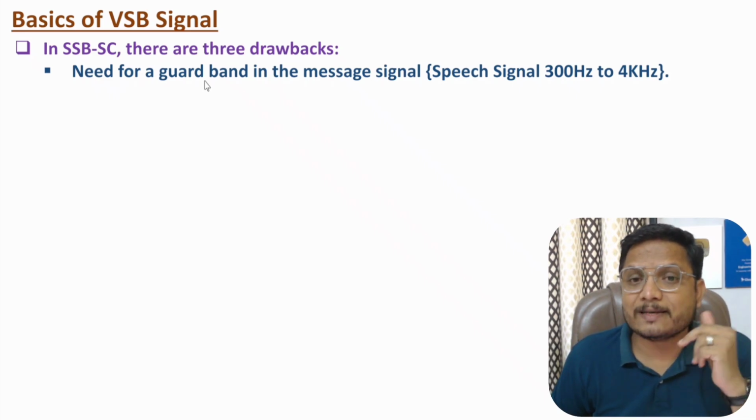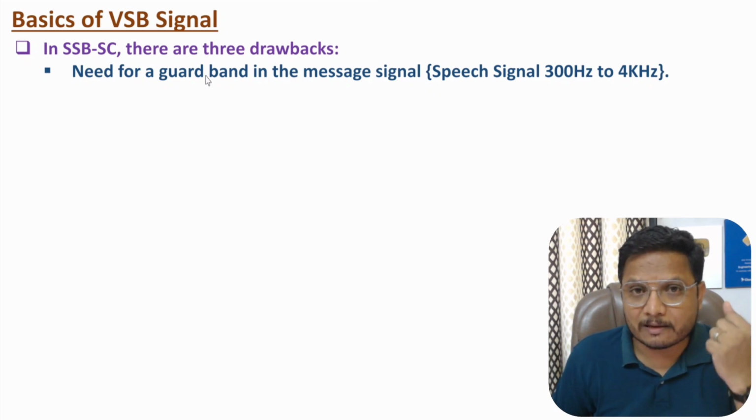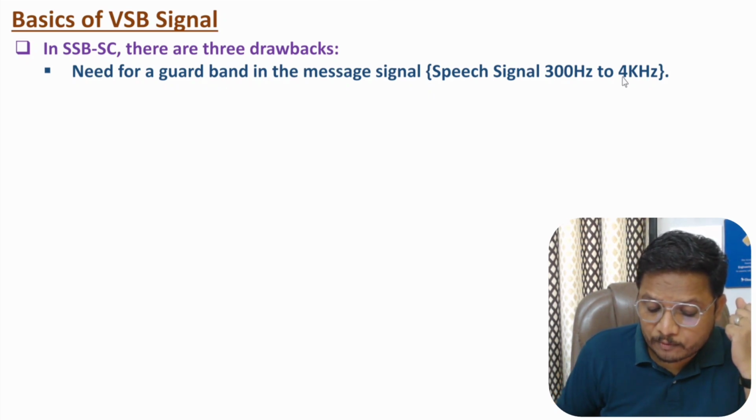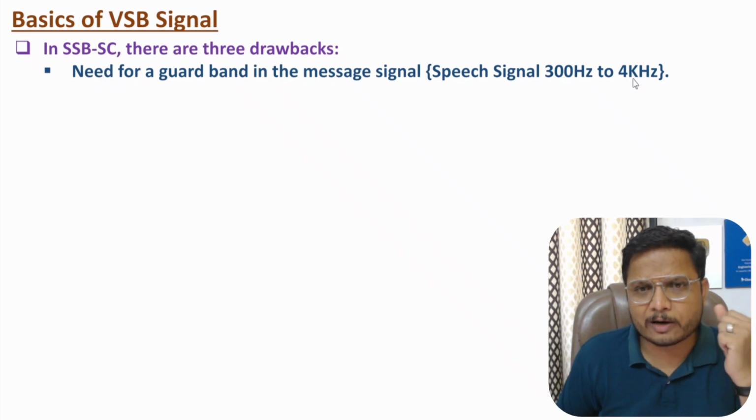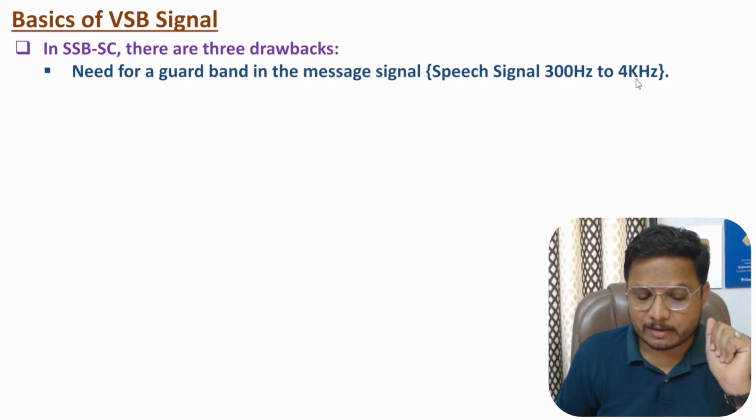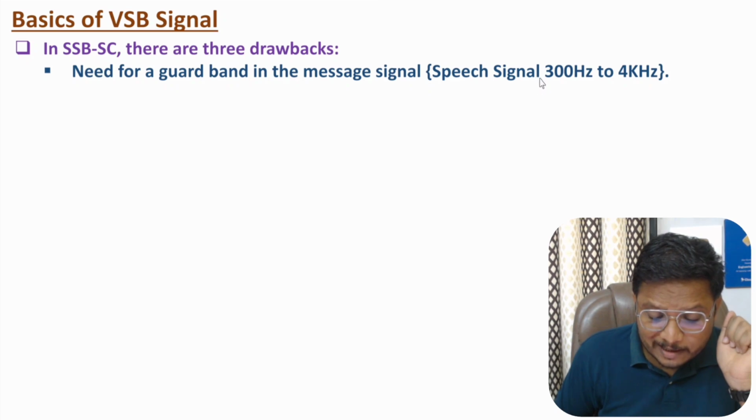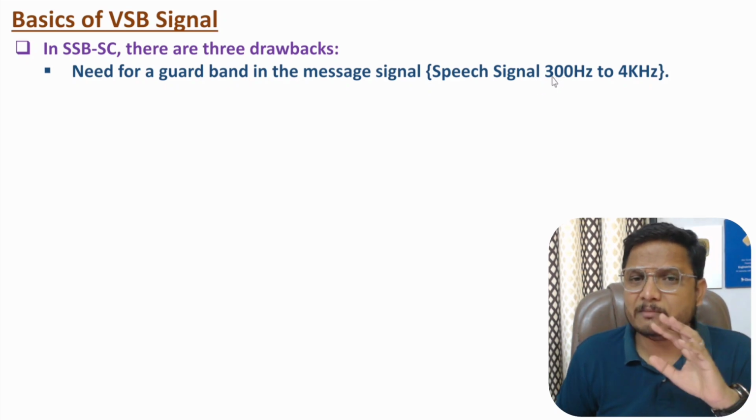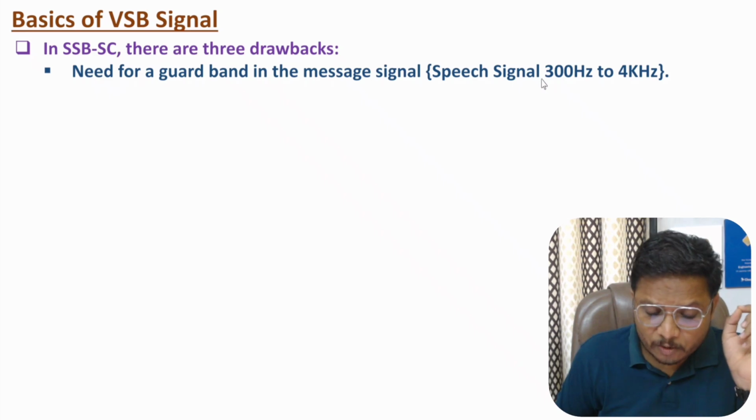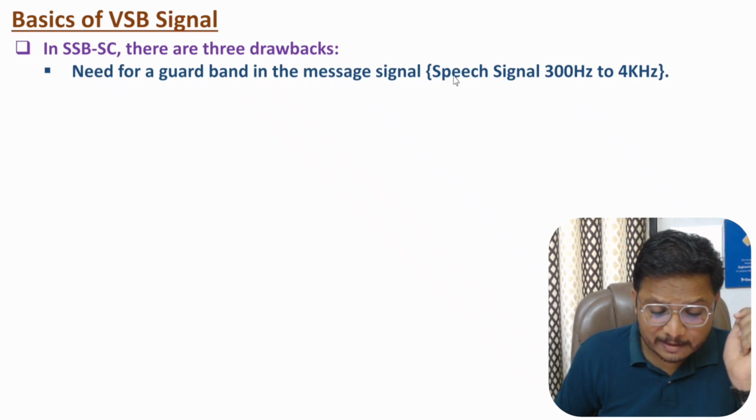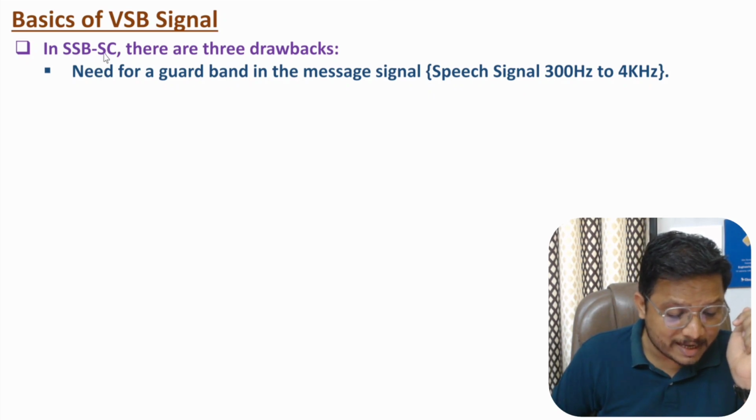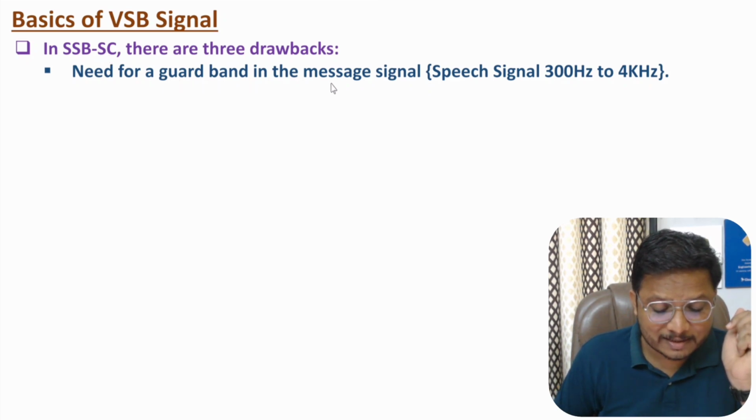If you talk about voice signal, speech signal, then speech signal is there up to 4 kilohertz. And if you see the range, then in general that is from 300 hertz to 4 kilohertz. From 0 to 300, we don't have speech signal in the majority of cases. So you can say from 0 to 300 hertz, we have guardband. And as in speech signal we have guardband, we can use SSBSC. So in SSBSC, we need to have guardband with message signal.